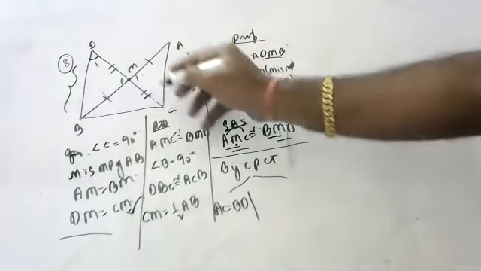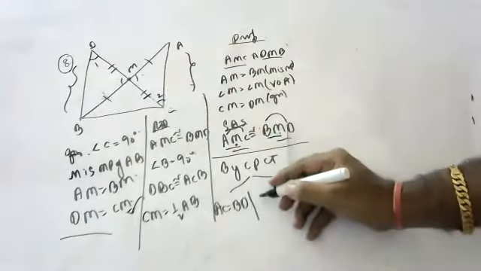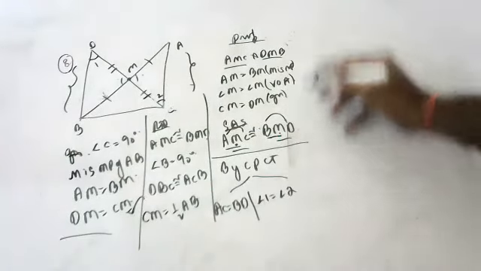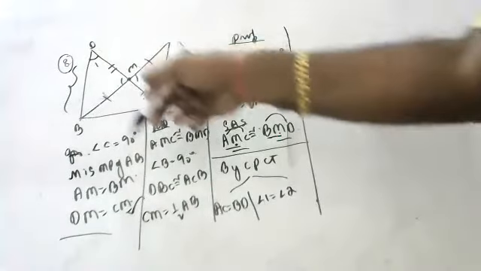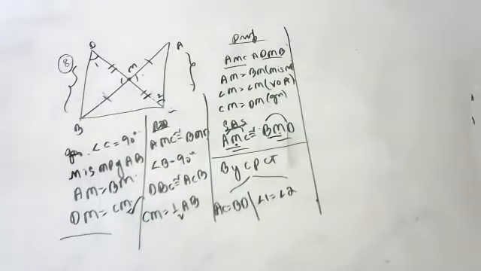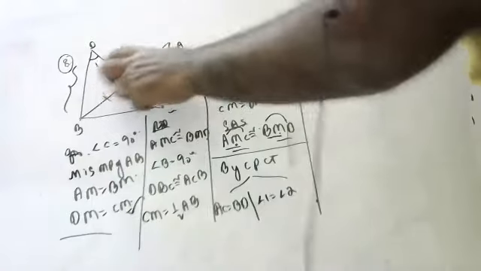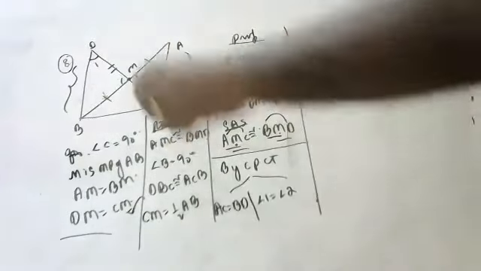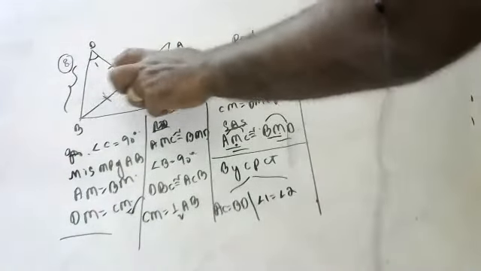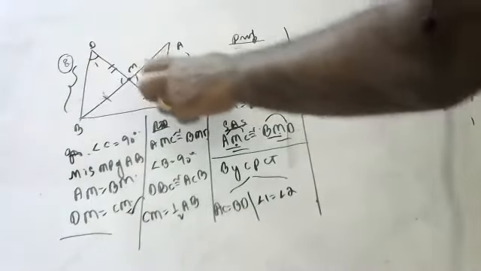Can I write angle 1 is equal to angle 2, children? Yes, sir. Angle 1 is equal to angle 2, I can write. Sir, you will say why this and this you took. You may ask, but this and this are not equal, no, children. This and this are equal. That's why angle 1 is equal to angle 2.